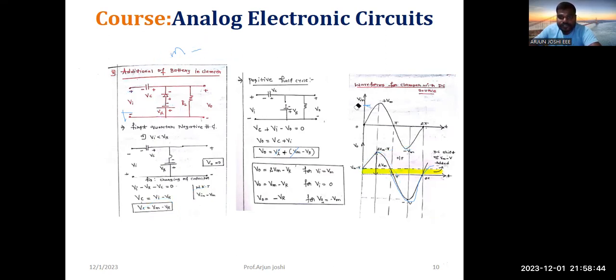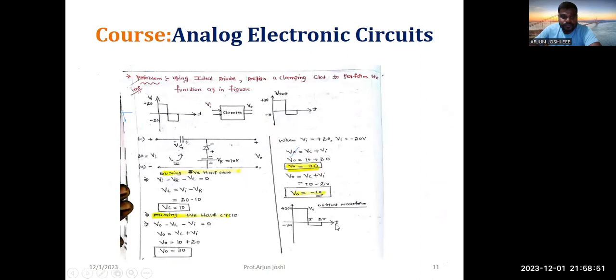I'm going to erase everything. Now, let's solve one problem. Listen carefully. It's a very important problem for your VTU examination. Using an ideal diode, design a clamping circuit to perform the function as in the figure. They mention one input supply, plus 20 minus 20, peak to peak 20 volts. Clamper output should be plus 30, minus 10, with plus 30 during the positive off cycle and minus 10 during the negative off cycle. We need to write the circuit diagram for this one.